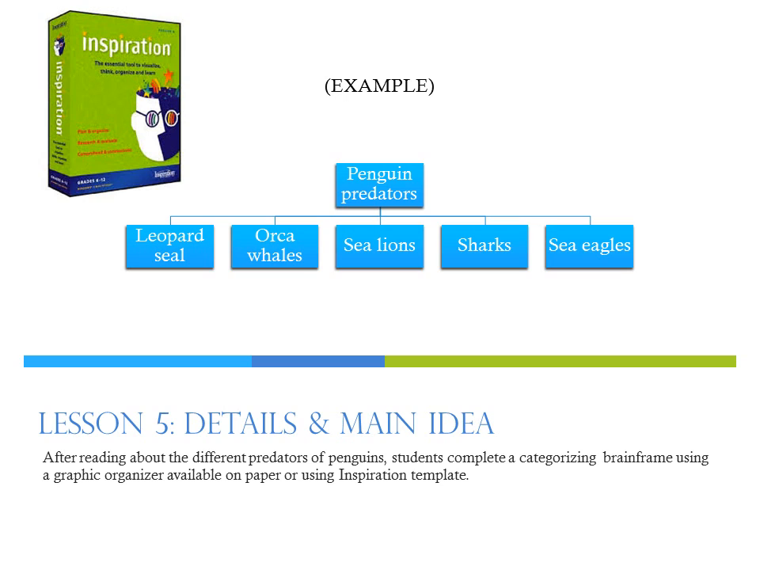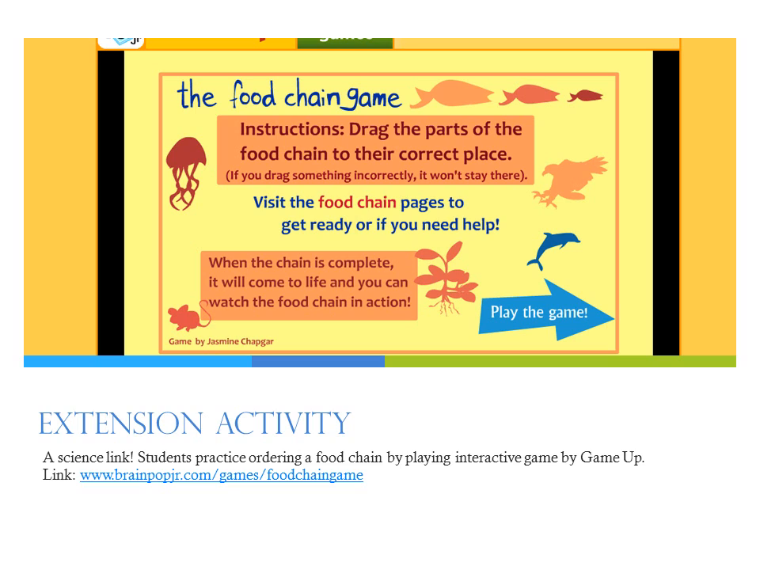Continuing with this lesson, students will read in their text about the different predators of penguins. After reading, they will complete a categorizing frame using a graphic organizer, using either a paper template or inspiration software. This reinforces the skill of categorizing details within a main idea, and you can see an example above. This topic connects very well with science.